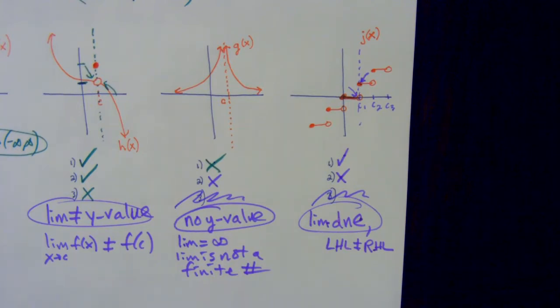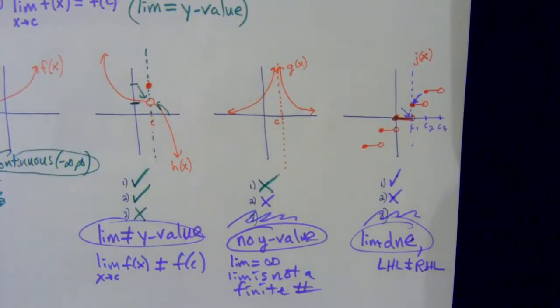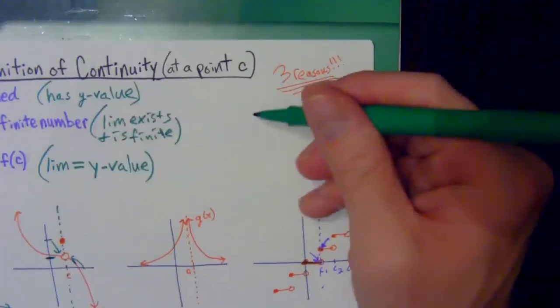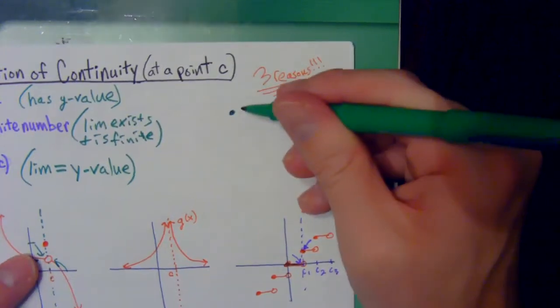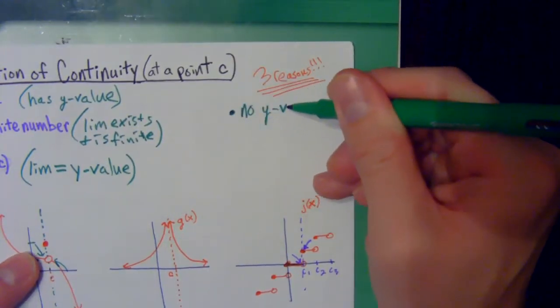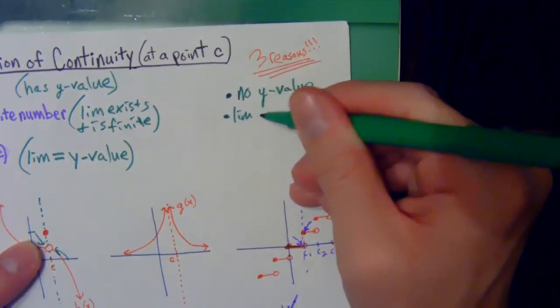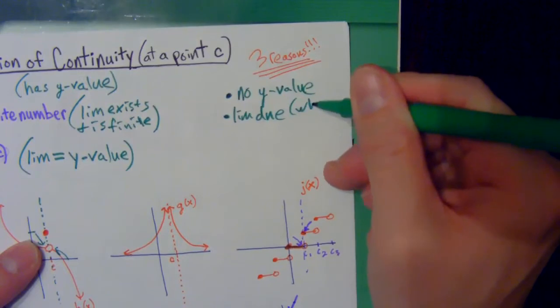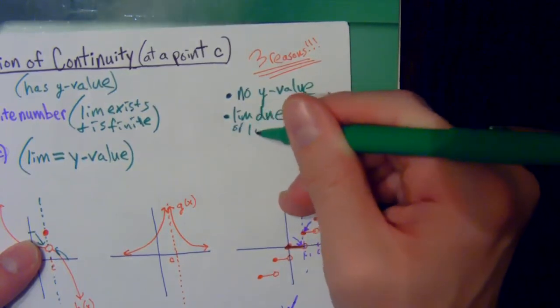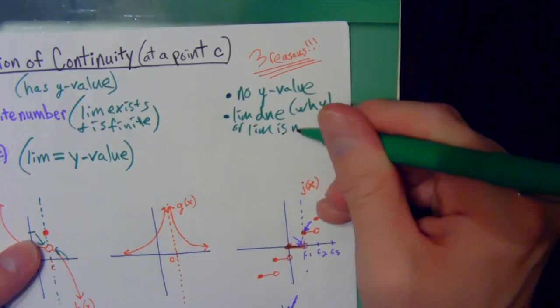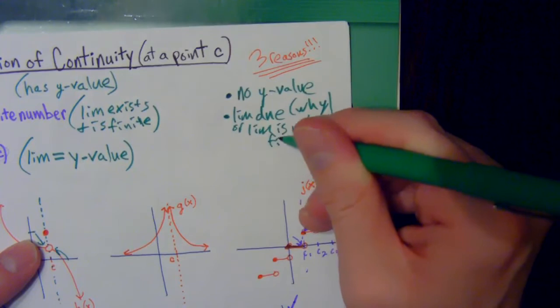So let's recap here. If I were to give you a few graphs like this on a testing situation, and I say use a formal definition of continuity, tell me why a graph is not continuous, these are the 3 reasons that you would give me, and we have them all right here. You could say simply no y value. You could also say the limit doesn't exist and then tell me why, or the limit is not a finite number.